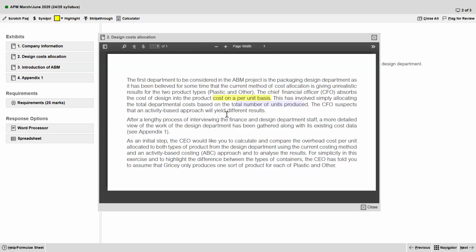After a lengthy process of interviewing the design department staff, a more detailed view of the work of the design department has been gathered along with its existing cost data. See the appendix. Now, as an initial step, the CEO would like to calculate and compare the overhead cost per unit allocated to both types of product from the design department using the current costing method and the activity-based costing approach, and to analyze the result. For simplicity in this exercise and to highlight the difference between the two types, he has told you to assume that Gracie only produces one sort of product for each of plastic and other.